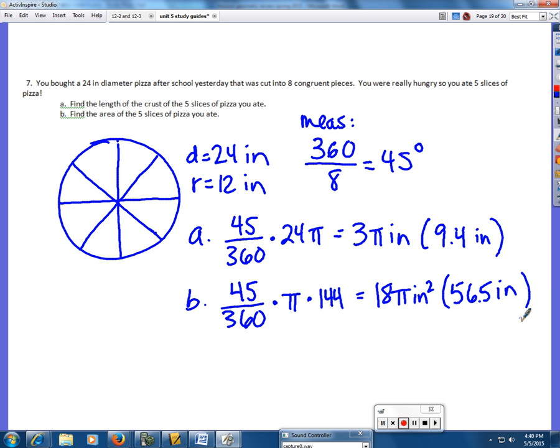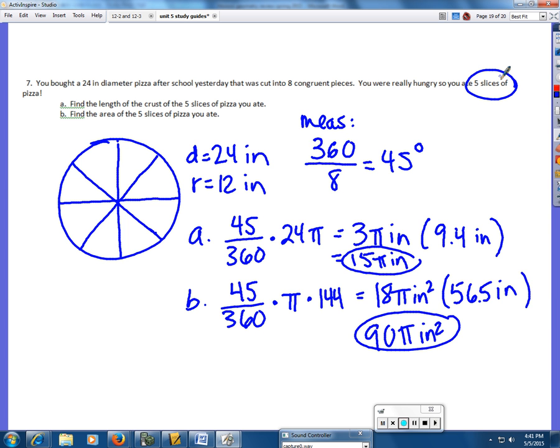However, I forgot to multiply these by 5. You ate 5 slices. So 3 times 5 would be 15 pi inches. And this one would be 18 times 5, or 90 pi inches squared. Okay, so make sure you multiply that by 5 since you ate 5 slices.